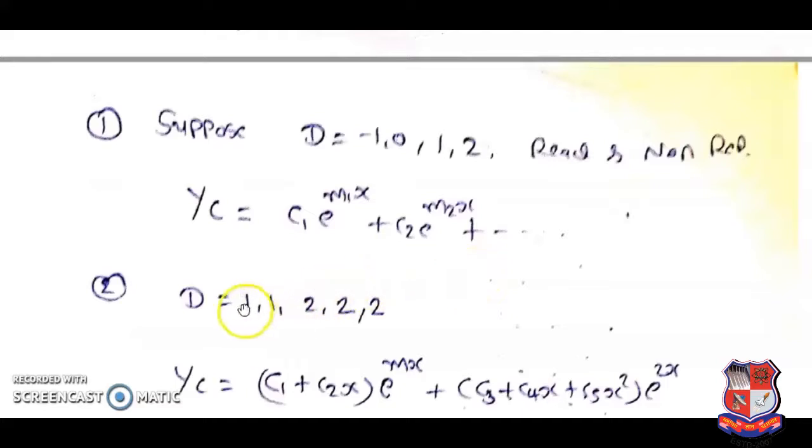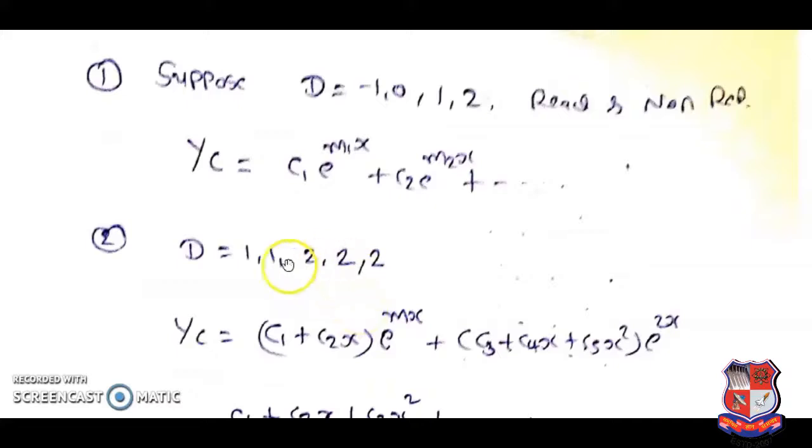Number 2, real and repeated. That means D equals 1, 1, real and repeated 2 times. Or 2, 2, 2, real and repeated 3 times. So in sequence, first 2 terms. When D equals 1, 1, the solution is c1 plus c2x, e raised to mx. What is m? m equals 1. We have to consider it.